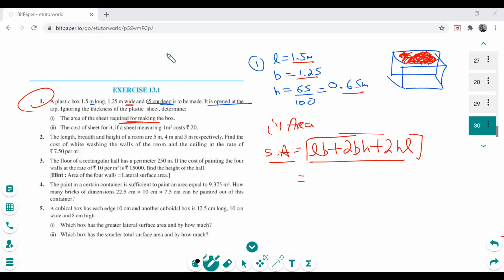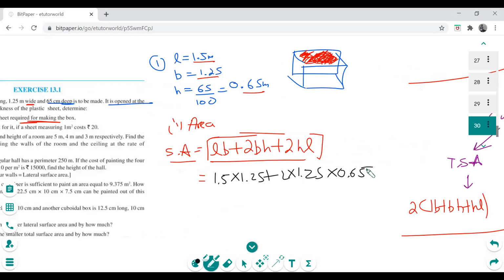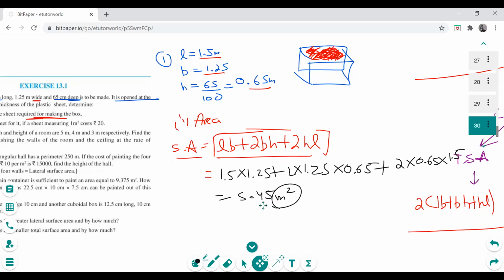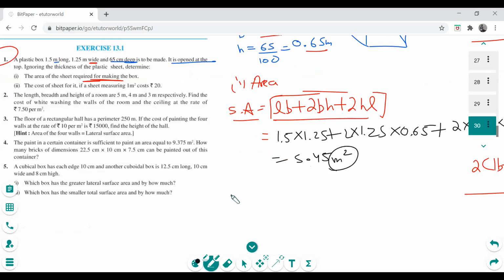No, it's fine like this. So I just put the values here. And after putting the values, you people are telling me it's 5.45 meter square. The area is always in meters square. Okay, so that's absolutely correct. Very good, proud of you. Next, go for the second question.